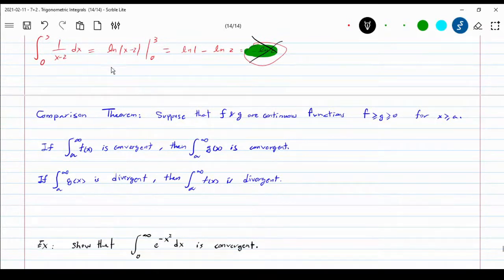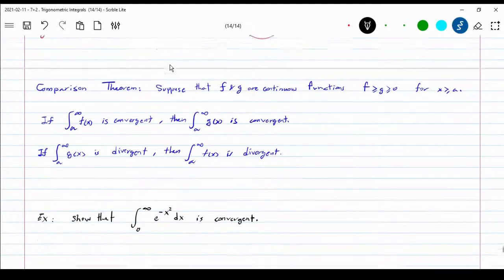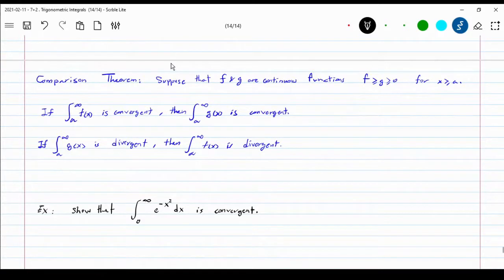So this is the other type of the improper integral. And finally, the comparison theorem. It's very simple. This is one of the simplest theorems. It compares two functions. Let's say you have two functions f and g, and they're continuous functions.